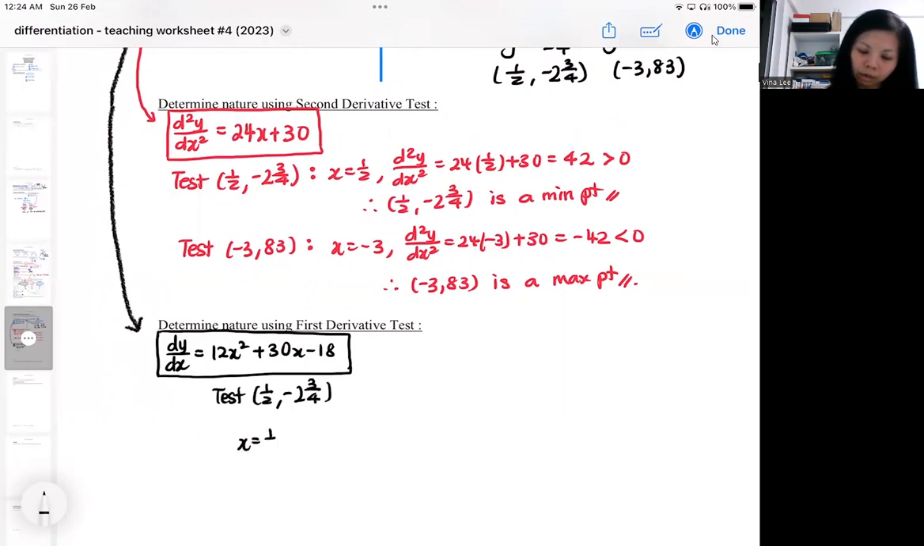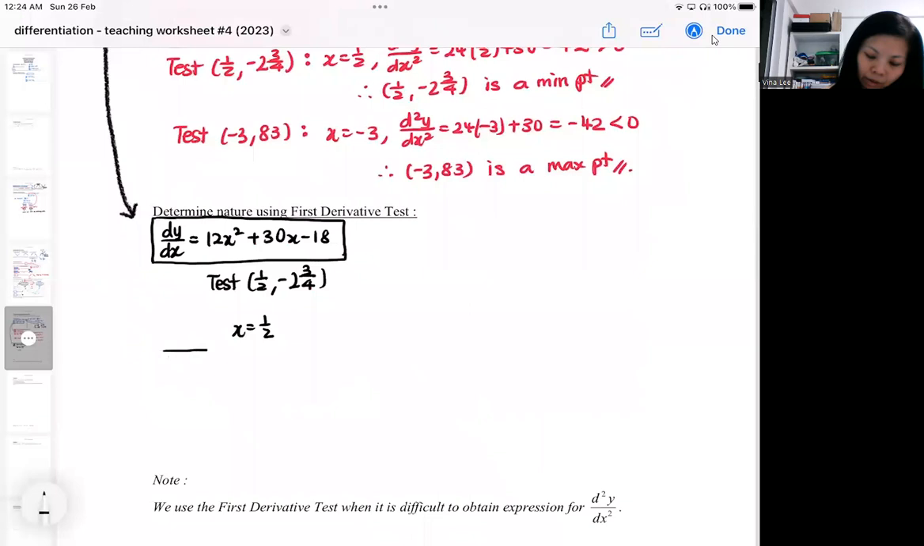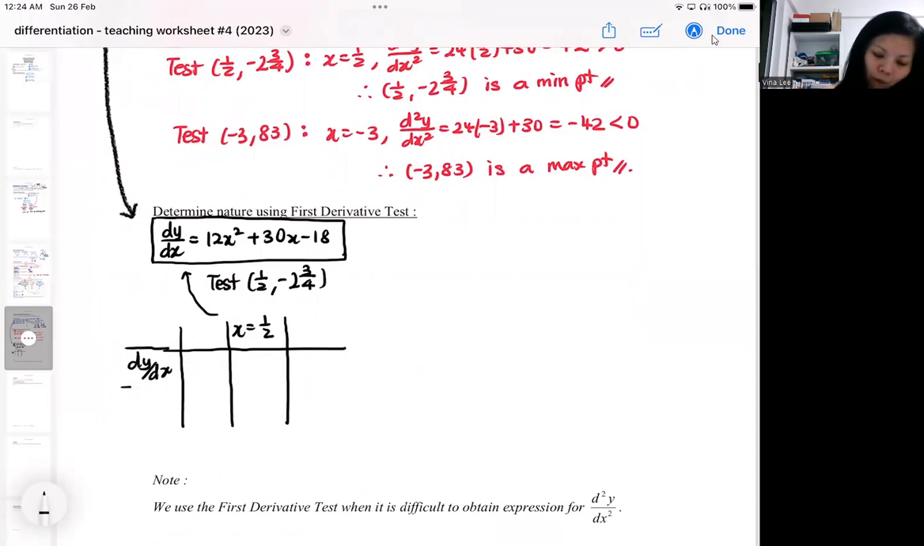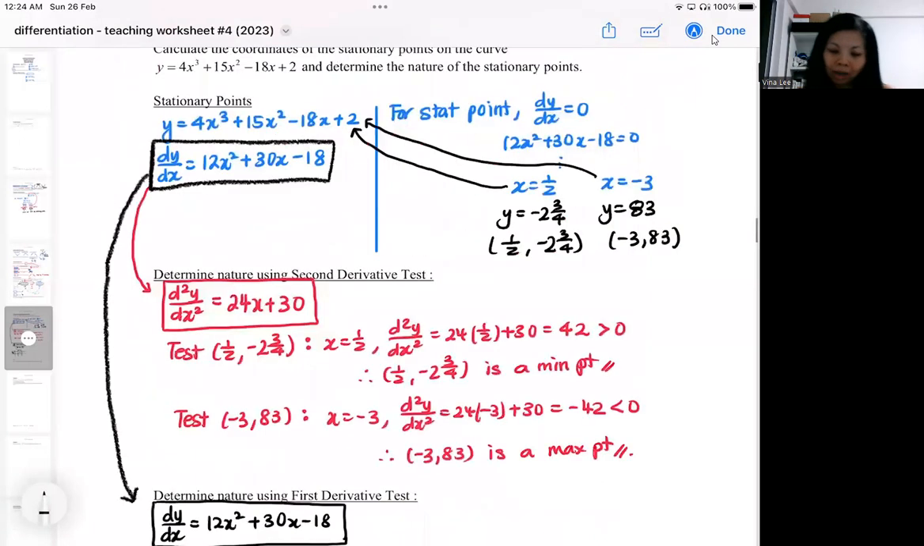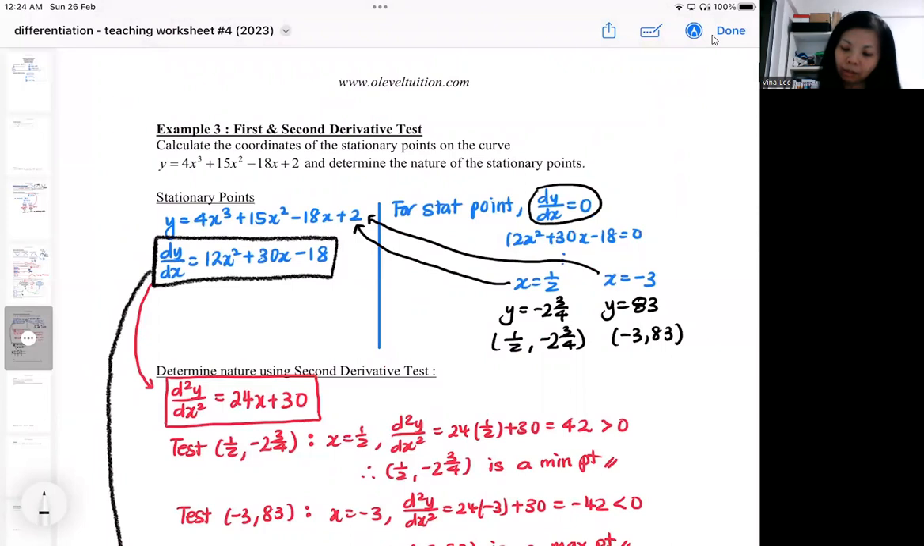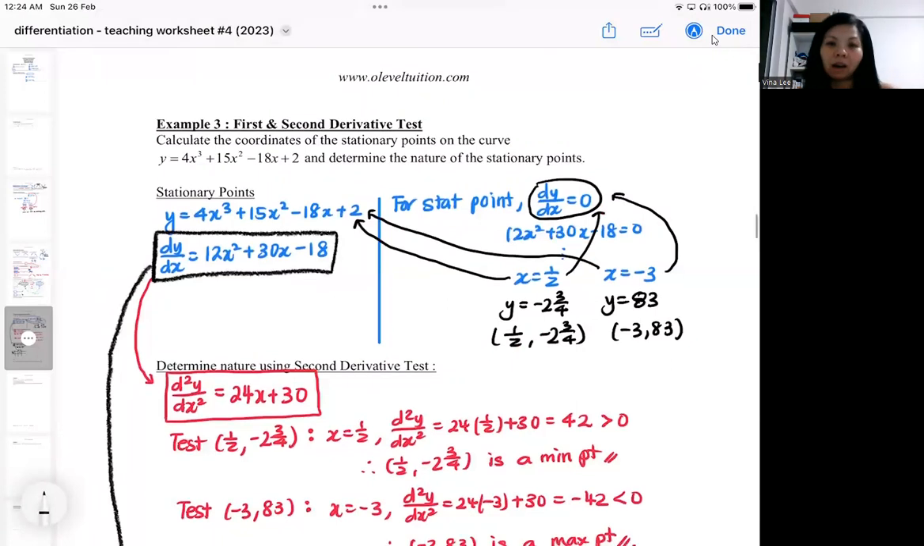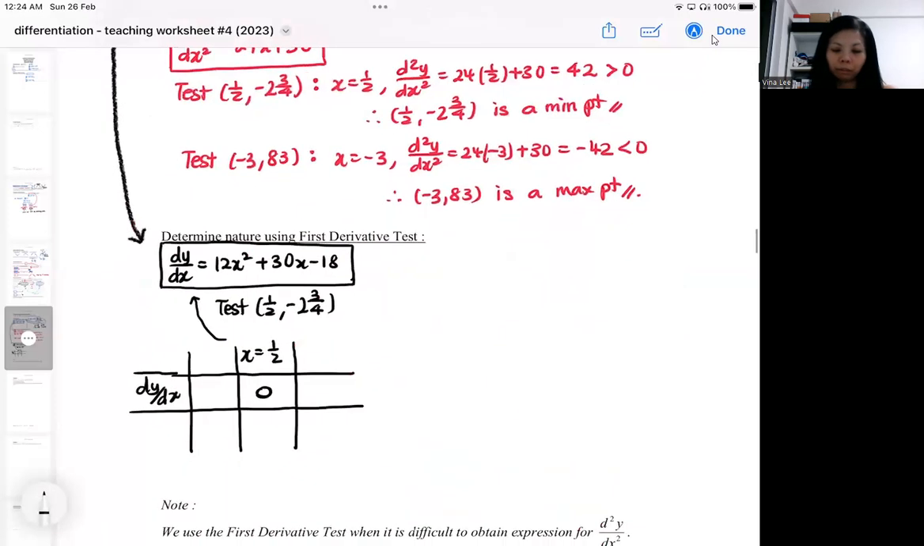So I will need the x equal to half. Remember just now, where does the half go to? The half will go to dy dx. Most probably you're going to get your dy dx as a 0. Make a guess why you put x equal to half, you surely get a 0. Don't forget, you get half by setting dy dx equal to 0. The half came from dy dx equal to 0. So of course, if you put the half back into dy dx, it would be a 0.